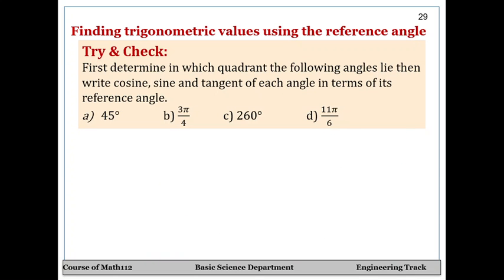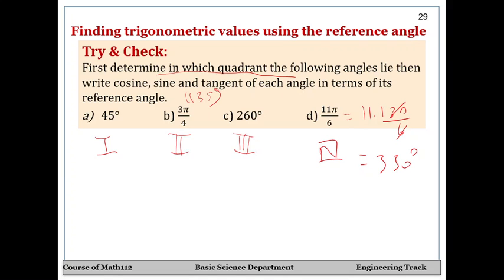Okay, let's look at these. It says determine which quadrant it is. It's the first quadrant, and here it's the second quadrant. You can calculate this one as 135 degrees. Okay, please check it. And this is in the third quadrant. You can check it, and it will be 11 times 180 divided by 6. So it will be 330 degrees, so it will be in the fourth quadrant.